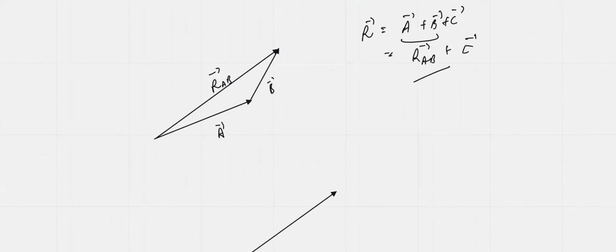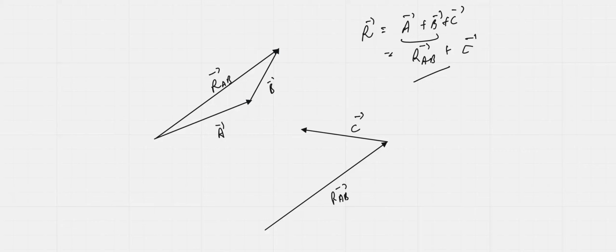If I bring that into my picture, you can see C was looking like this. So again, the same method: we have to join the head and tail. This was R of A B, and this was the C vector. Now what is left? Tail to head. This is the final resultant. So this is the resultant of AB, and this is C, so I can say this is the resultant of ABC.